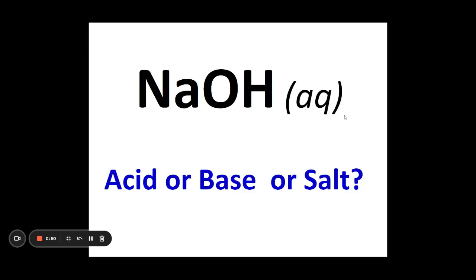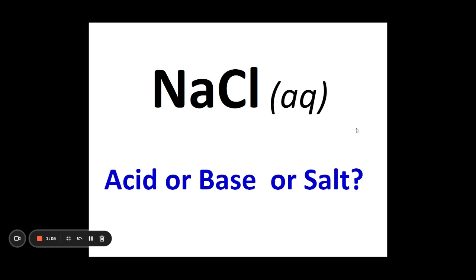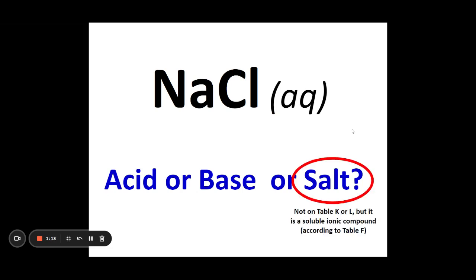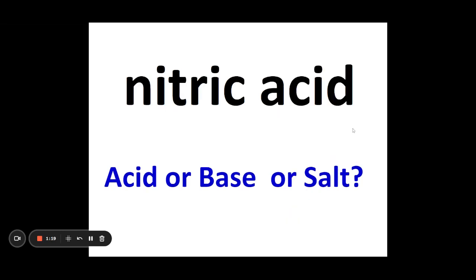Okay, here we go. NaOH, is it an acid, a base, or a salt? Figure it out. Okay, it's on table L, so it is a base. NaOH is a base. It's listed on table L. NaCl, is it an acid, a base, or a salt? You look in table K, you look in table L, or maybe you figure out, is it an ionic compound that's soluble? This one, it's not on table K, it's not on table L, but it is a soluble ionic compound according to table F, so it is a salt.